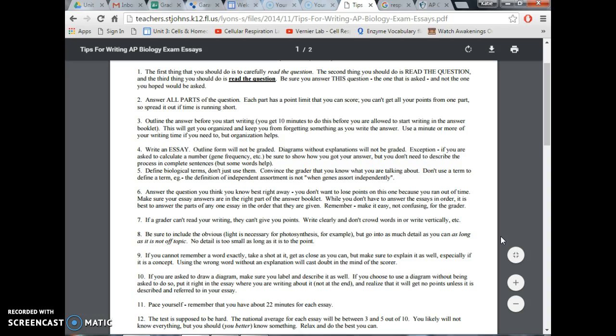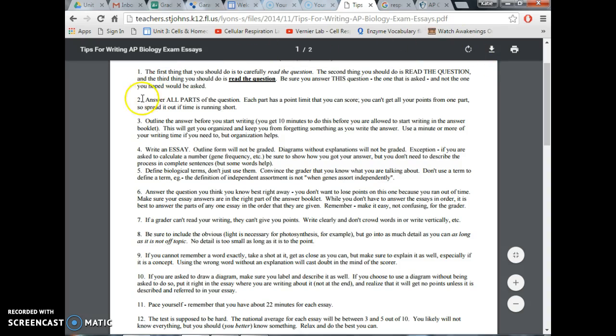So the very first thing you need to do is make sure that you read the question that's being asked. Make sure you're answering exactly what they want you to answer and do not answer anything extra. They want it short and to the point. So do not restate the question, you just go straight to answering it. Make sure that you answer all parts of the question.